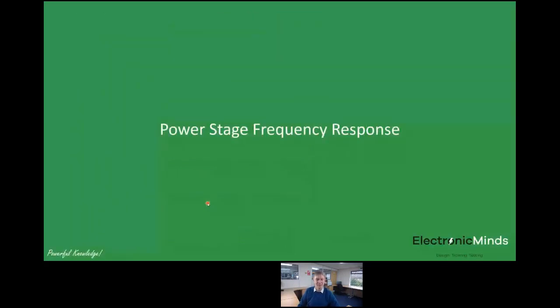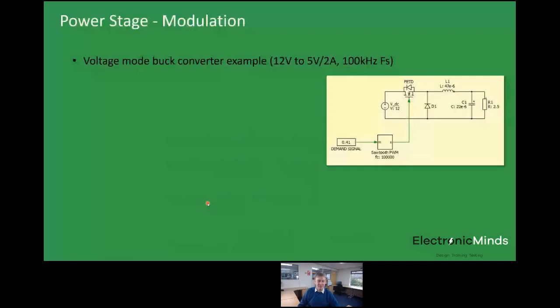Okay, right. Power stage frequency response. There's lots of ways of looking at this, and I thought the best way to describe power stage frequency response is to use a real example, a buck converter here, and this is going to be something called a voltage mode buck converter, running from a typical 12 volts input to an arbitrary 5 volt 2 amp output with a 100 kilohertz switching frequency. And this is the power stage that we put together in Plex to model that. So you can see the MOSFET, diode and the output filter characteristics.